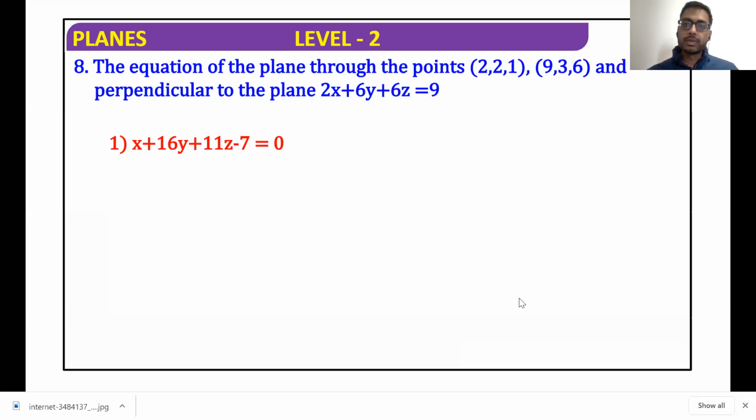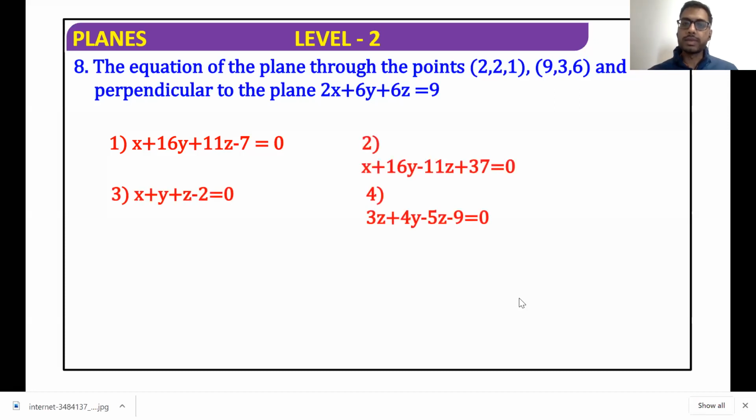So there are two methods. First, 2 points are given. We can find the third point, and from that third point we can get the equation of a plane, and then check if that is perpendicular. Or else the easy method would be to directly substitute your answers.